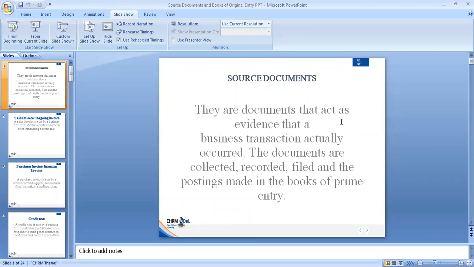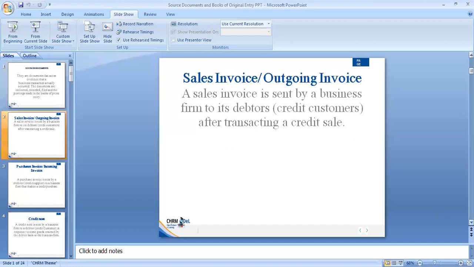So a source document is evidence. It is evidence that a transaction actually occurred, and whenever that proof is needed, that particular document is going to be shown to show that the transaction happened. So source documents are simply the documents that are going to be either received or issued by the business. Having said that, we can proceed and see examples of the source documents that are going to be received or issued by the business. Number one, it is what we call the sales invoice.